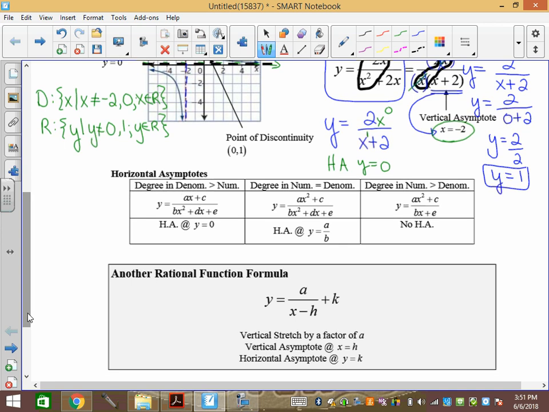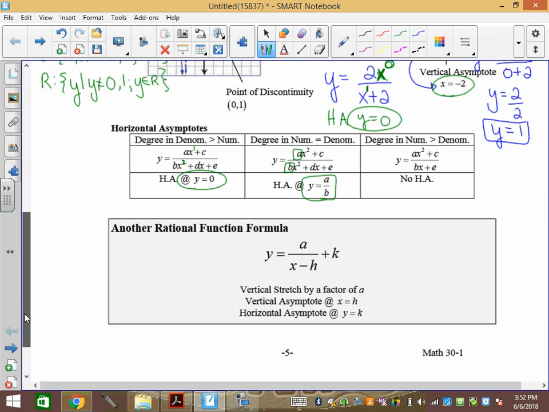So if the degree of the denominator is larger than the degree of the numerator, so in this case, it's degree 2 on the bottom and degree 1 on the top, my horizontal asymptote is y equals 0. In the previous case, I had degree 0, 2x to the 0 over x to the 1, so it was y equals 0. If the degree of the numerator is equal to the degree of the denominator, you take a fraction of the coefficients for your horizontal asymptote. So that's why I got a over b. And if the degree of the numerator is greater than the degree of the denominator, you have no horizontal asymptote.